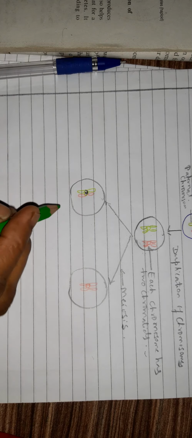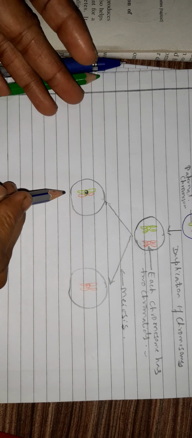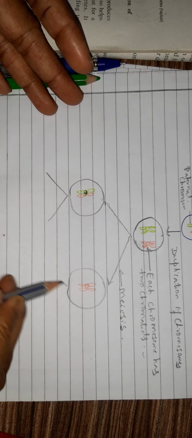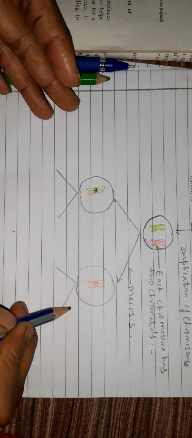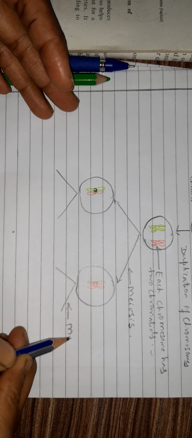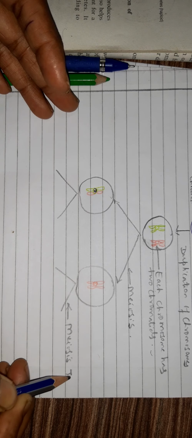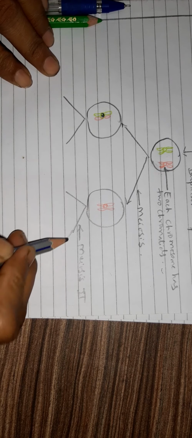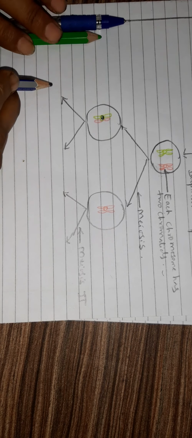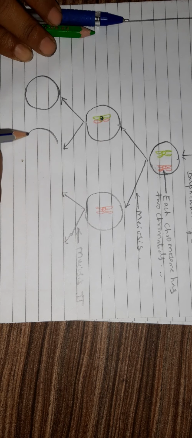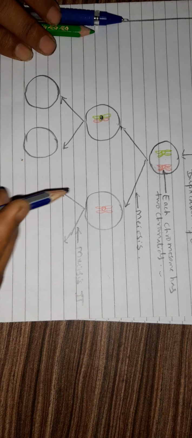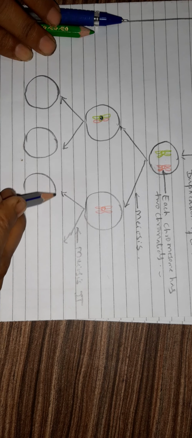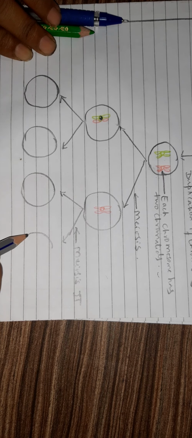Here the second stage is meiosis 2. Again these two cells divide, and here you get 4 haploid cells. Once again, this figure is not for your studies, but only to understand how the 4 haploid cells are formed by 2 stages of meiosis. In mitosis only one stage is there.